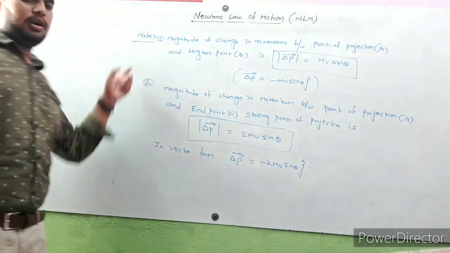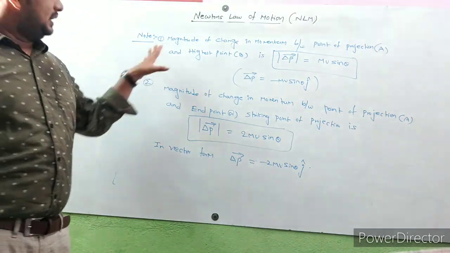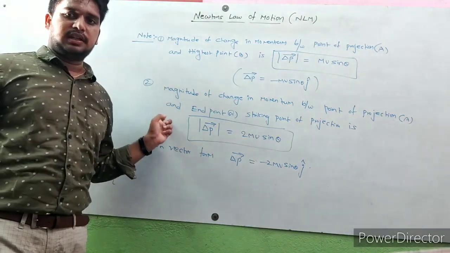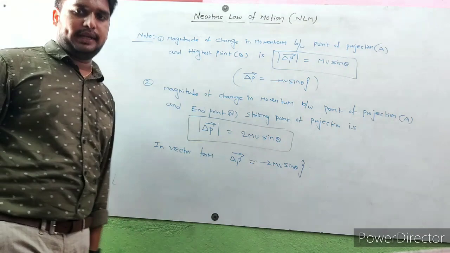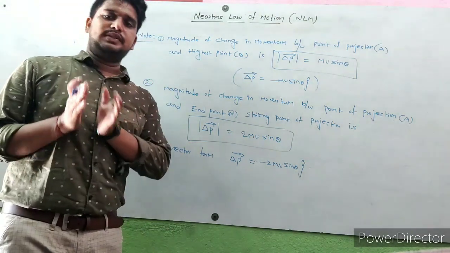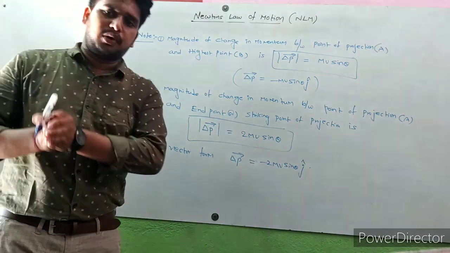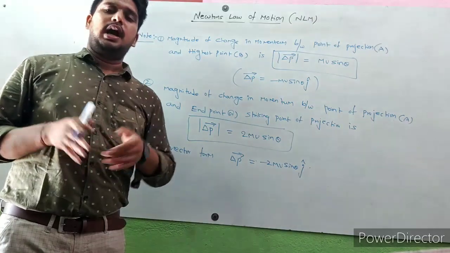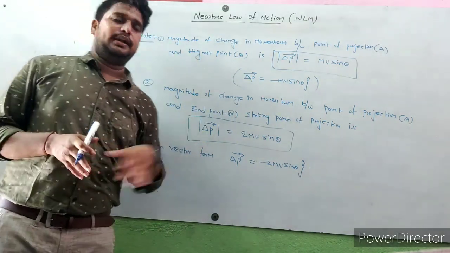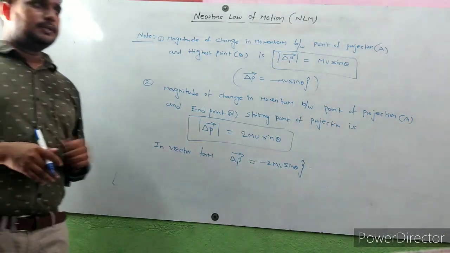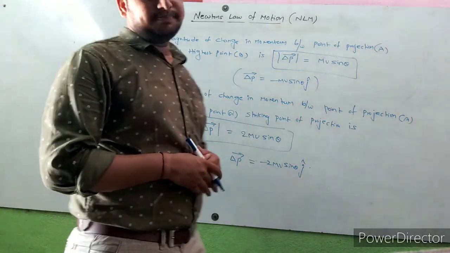So these two formulas are very important. Please memorize these two formulas. For solving problems, these two formulas are very important: magnitude of change in momentum between point of projection and highest point, and magnitude of change in momentum between point of projection and striking point. So this is about today's lecture.